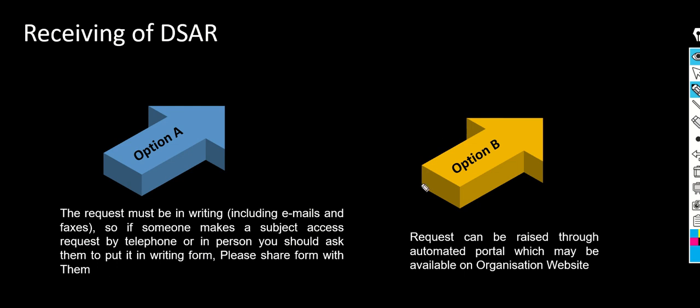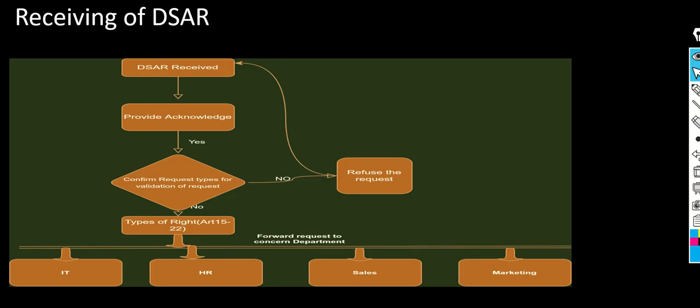Now the next process. Once the DSR has been received, what would be our next step? When the DSR has been received, the first thing we need to do is provide an acknowledgement to the user that their DSR has been received. Then we need to check whether the request type received by the organization is valid or not. If it is not valid, we can directly refuse the request.